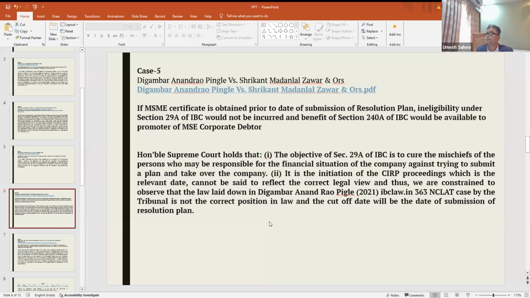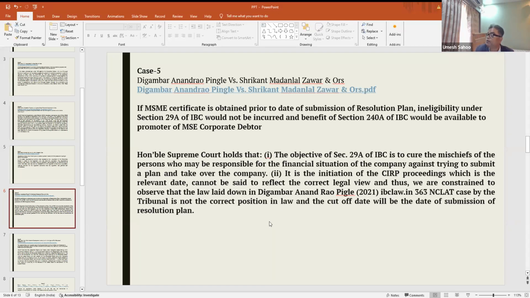Sir, so two things. If the MSME certificate is obtained prior to the date of submission of a resolution plan, ineligibility under section 29 of IBC would not be incurred and the benefit of section 240A of IBC would be available to the promoters of the MSME corporate. It is clearly told: if the certificate is prior to the submission of the resolution plan, two cases will arise. Prior to that, if after CIRP, the MSME certificate could be applied for by the RP or IRP.